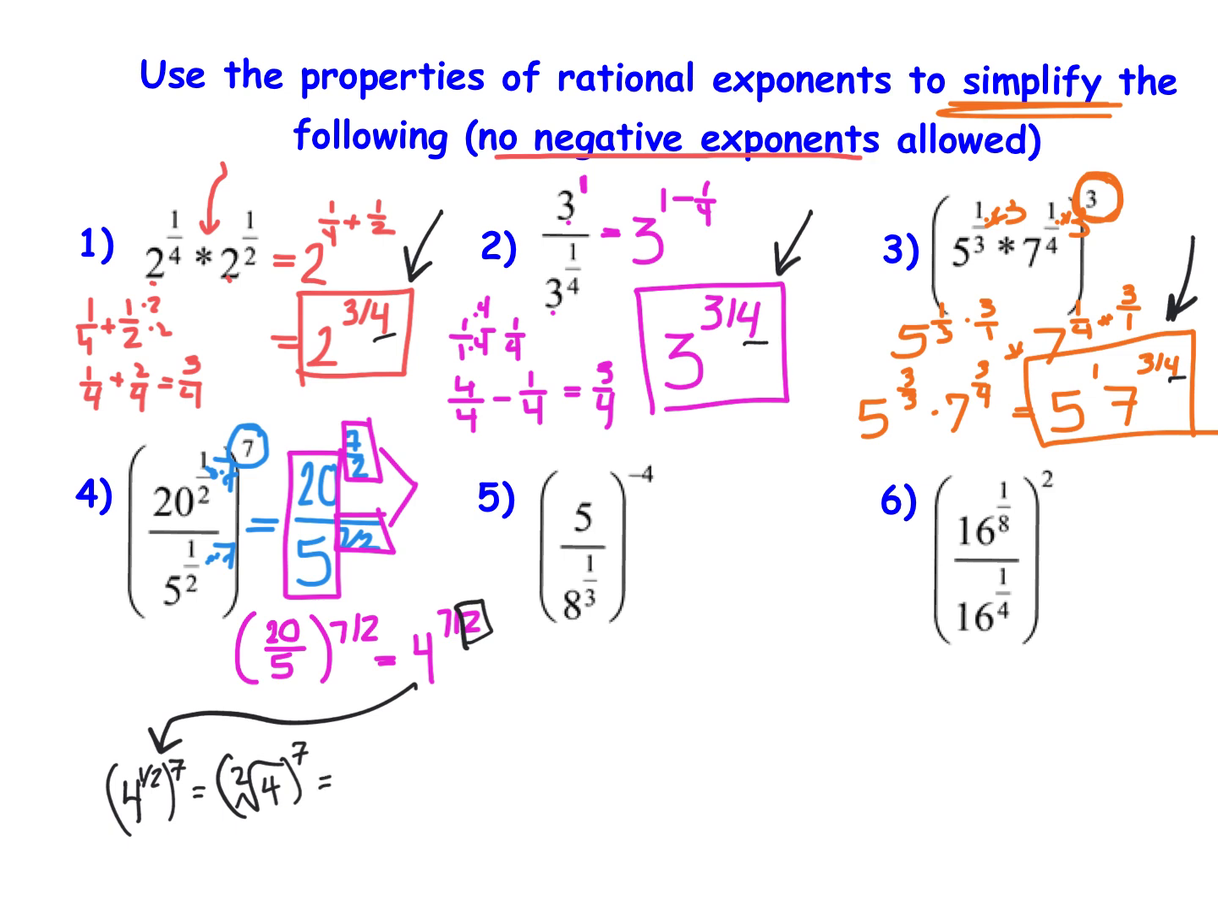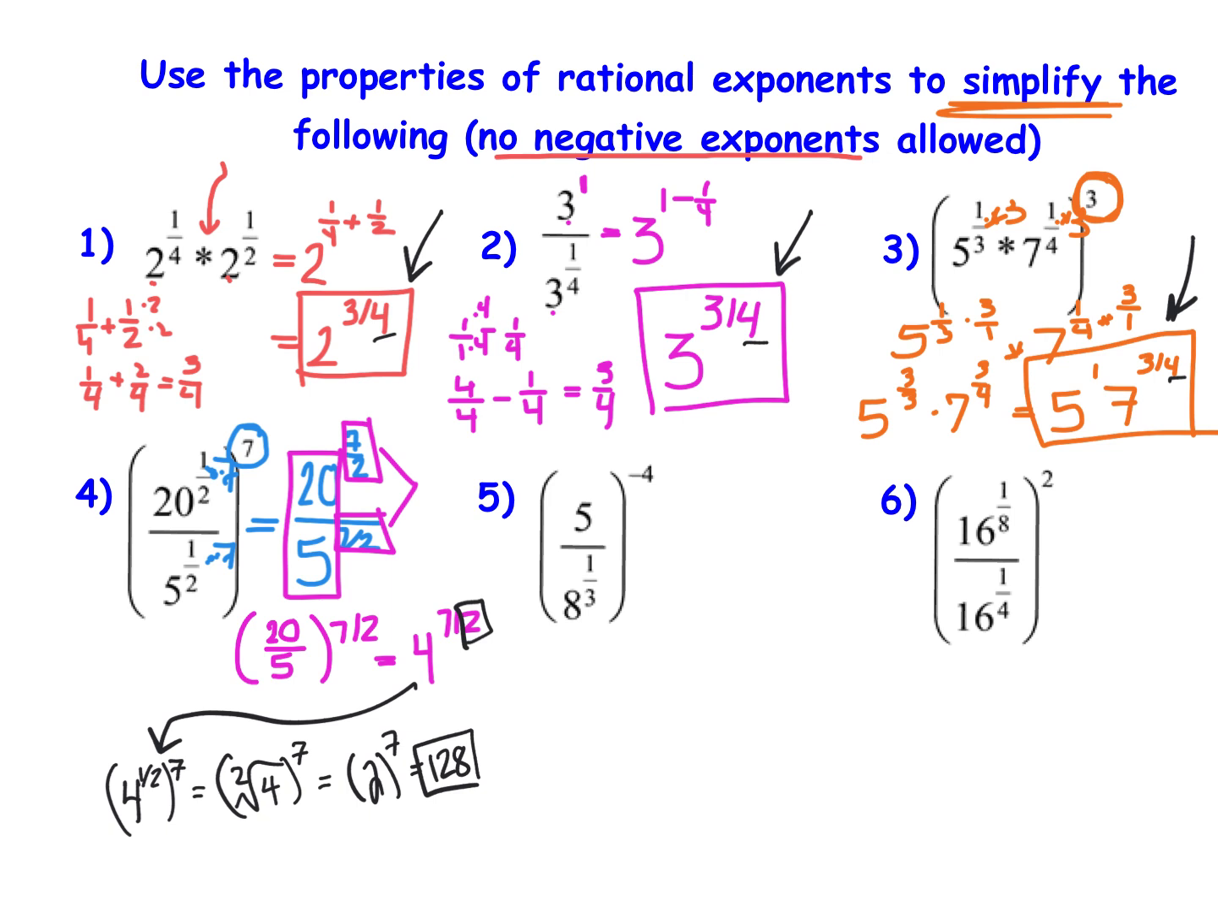So if we take the square root of 4, we know the square root of 4 is 2. And so now we're looking at 2 to the power of 7. 2 to the power of 7 is 2, 4, 8, 16, 32, 64, 128. So this expression here in problem number 4 can actually be simplified all the way down to 128. So now let's move over and take a look at number 5.